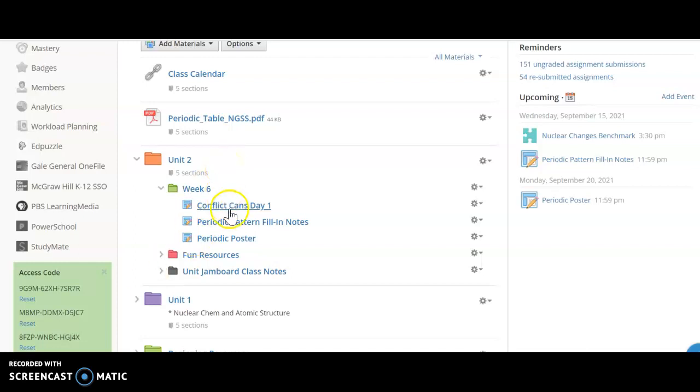Morning. Today we're going to be looking at the periodic pattern fill-in notes and the periodic poster. The fill-in notes are due in class, while the poster is going to be due next week because we'll do most of it, like 99% today in class, and the remainder will be next week.